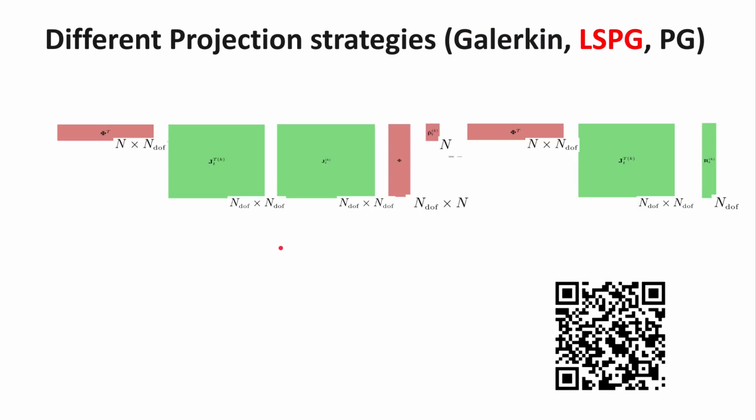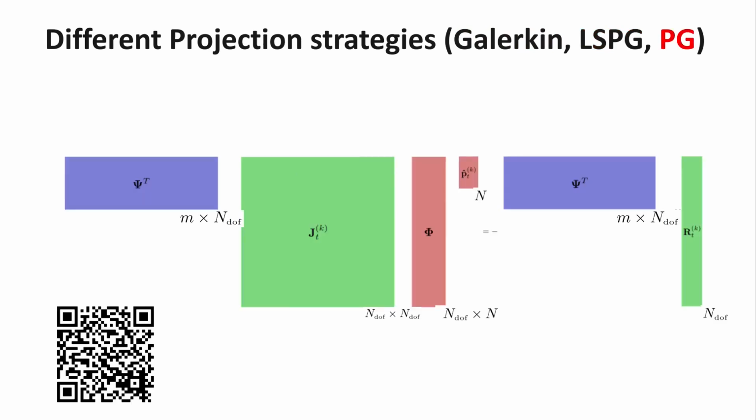So the last one that we have in Kratos is this one. We have a fixed matrix psi on here, which is of course different from the one that we are having here.